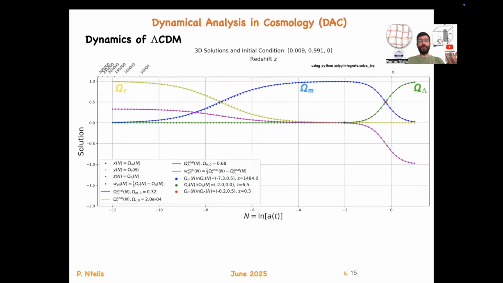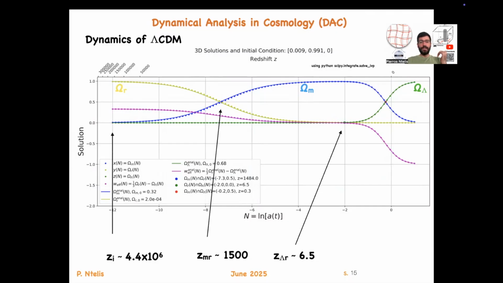Therefore, we have those distinct epochs in our universe where we start with omega radiation, then we have omega matter as dominant, and then we have the omega lambda dark energy dominance in the far future. Now, we have several epochs of redshift: matter radiation equality, cosmological constant and radiation equality, and matter and dark energy equality. And today, of course, we observe these values using large-scale structure surveys.